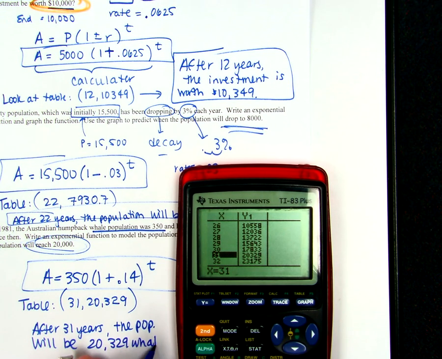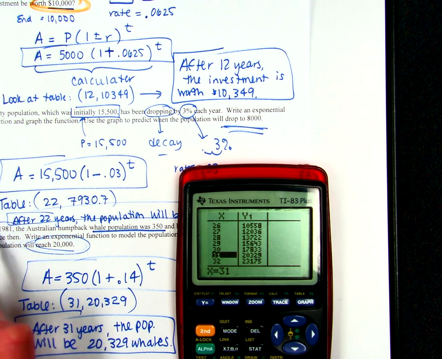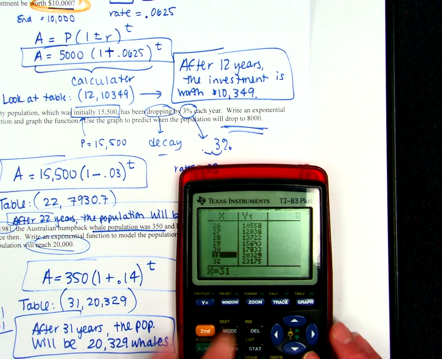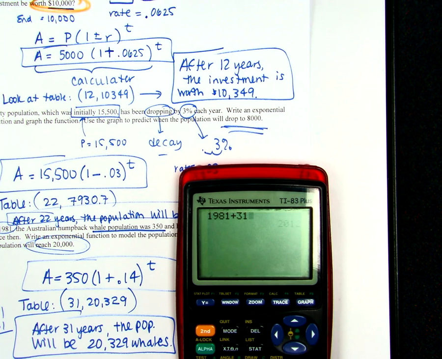Okay? So this tells me after 31 years, the population will be 20,329 whales. Okay? If it asks you specifically what year this is taking place, you need to look at 1981 plus 31. And that tells you in 2012. So it's possible you would have to answer this in 2012, like if it was a multiple choice question.